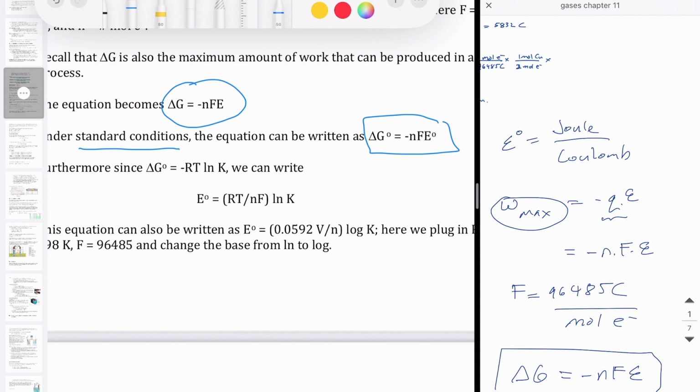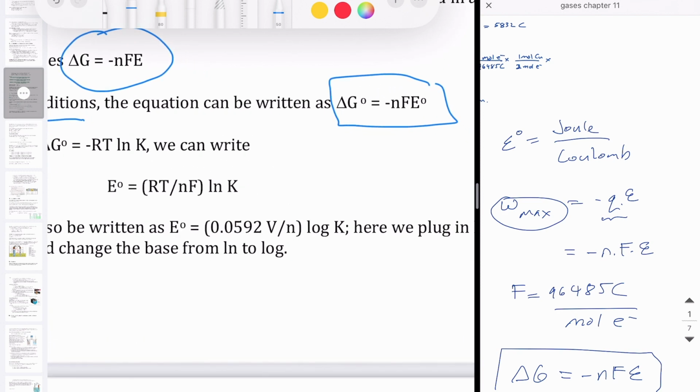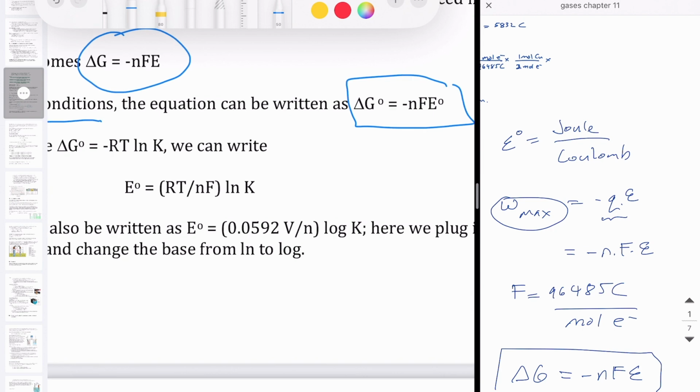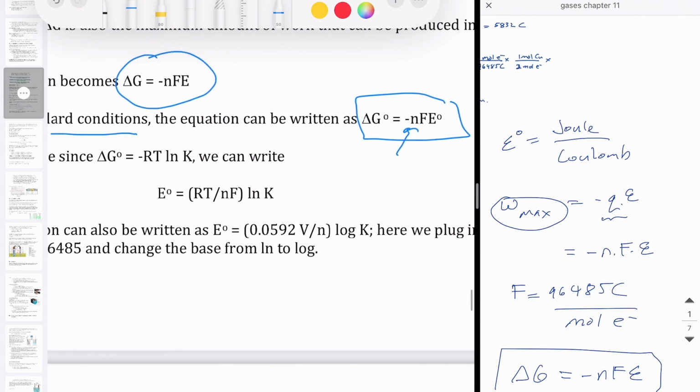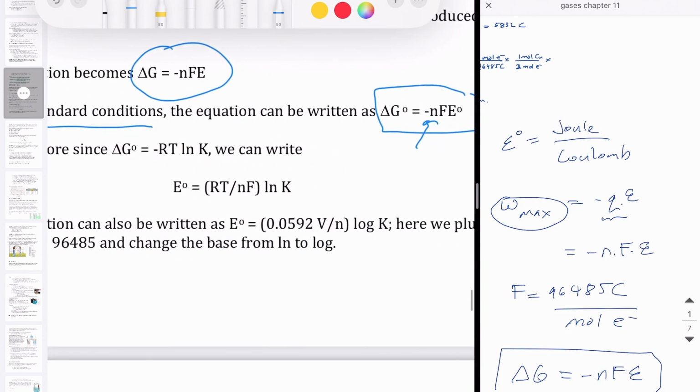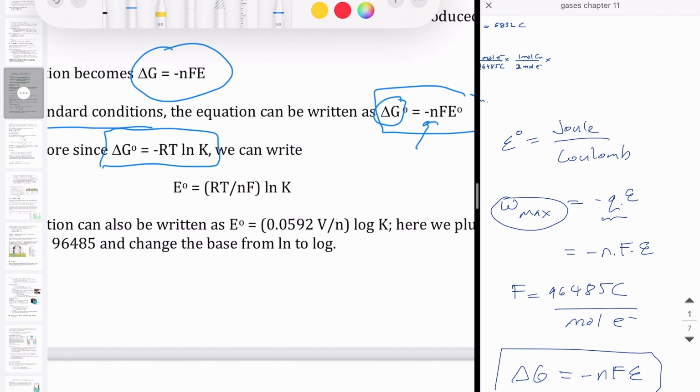Under standard conditions, we would put the degree symbol on both of these quantities, the delta G and the cell voltage. So we get delta G standard equals negative N F E naught, where N is the number of moles of electrons, F is Faraday's constant, and E naught is the standard cell potential. Now recall that delta G standard is equal to negative RT ln K. We related that to the equilibrium constant before.